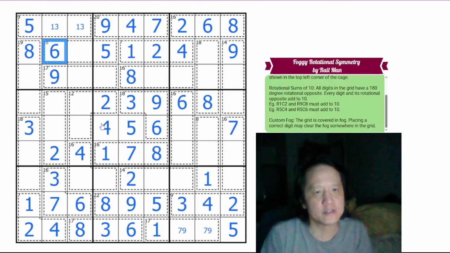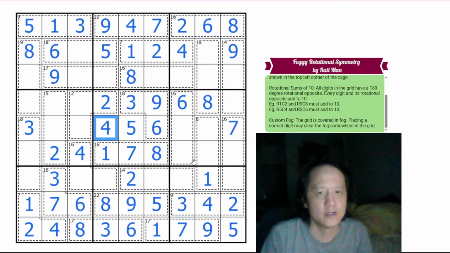4 is opposite 6. 3 eliminates 3 here, so it's 1 and 3. 1 is opposite 9 here, so this is 7. This can't be 1, 3, 4 because of the 4 in the column, so it's 2 and 5. This can't be 2 because of 2 in the row. So this is 5, that's 2, which makes this an 8 and this a 5 to be rotationally sound.